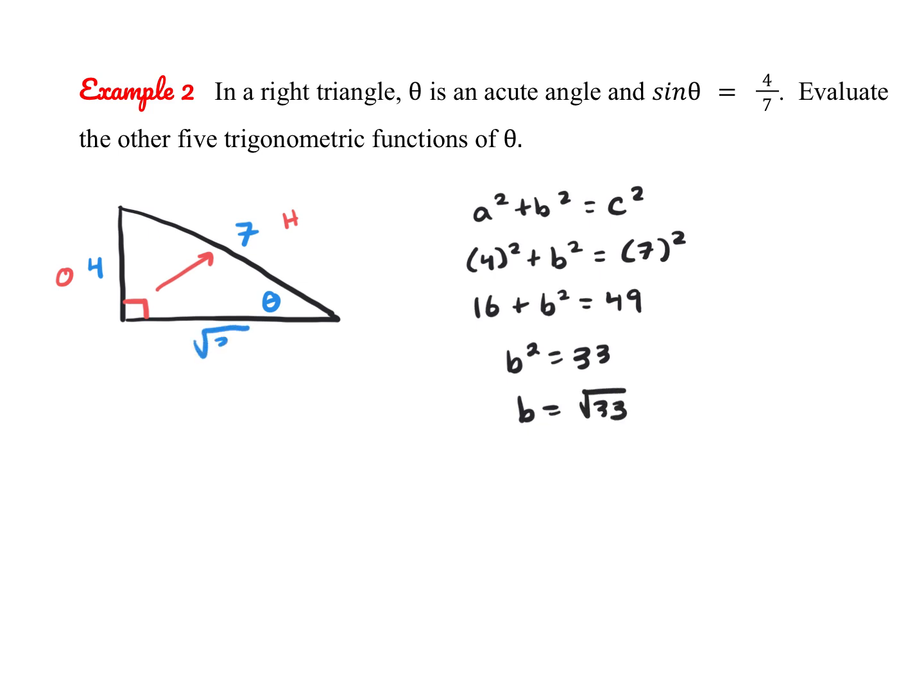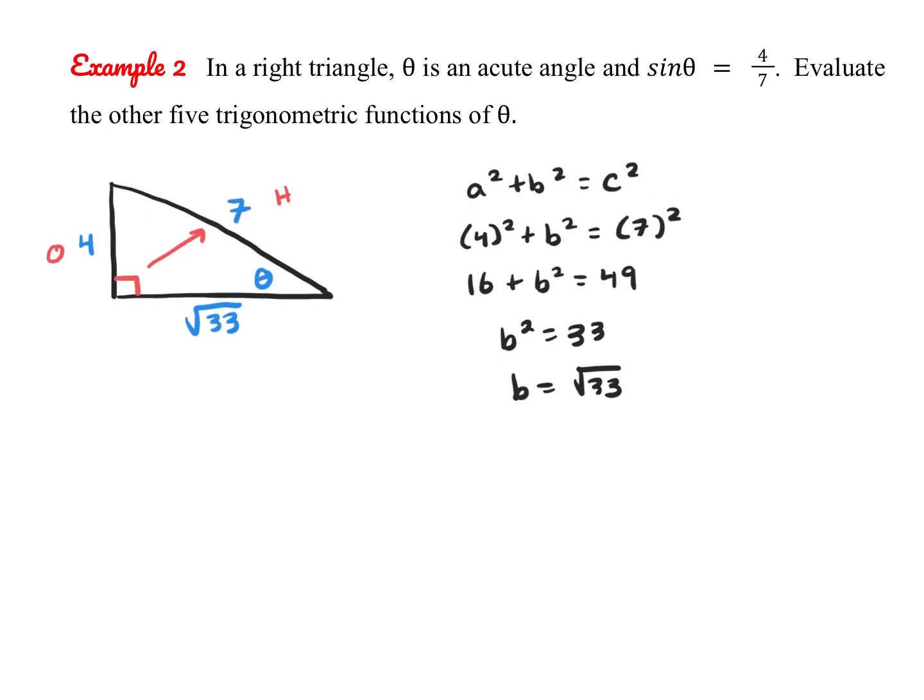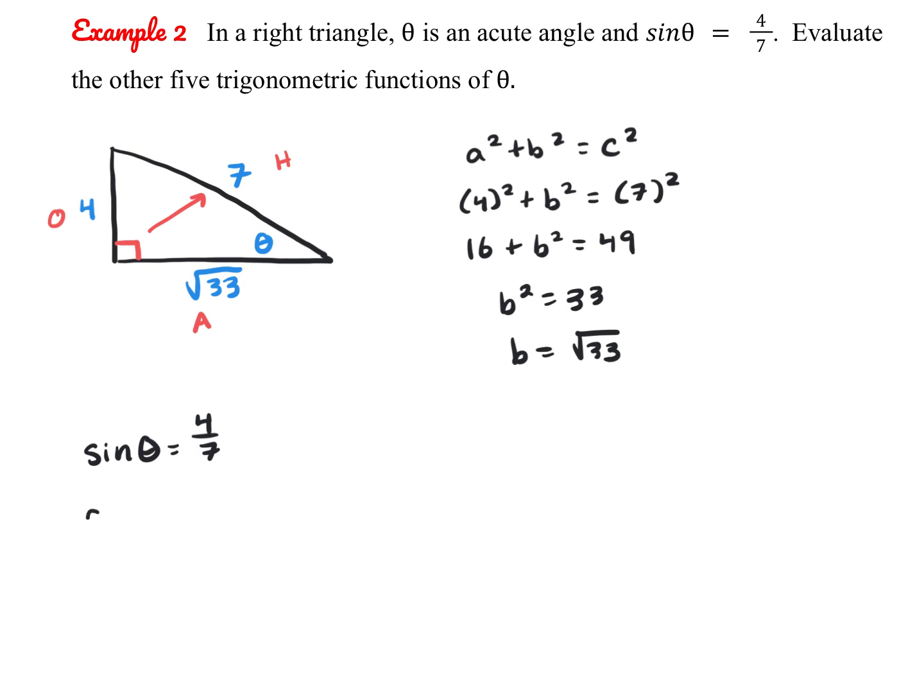Super, super common to have values that are radicals with our trig problems. So don't be afraid if one of your side lengths is a radical. That is totally fine. And that's going to be our adjacent side. All right, so we already know that the sine of theta is 4 over 7. I'll just write it again. We can find the cosine of theta, again, by doing adjacent over hypotenuse, so root 33 over 7. The tangent of theta will be opposite over adjacent, so 4 over root 33.